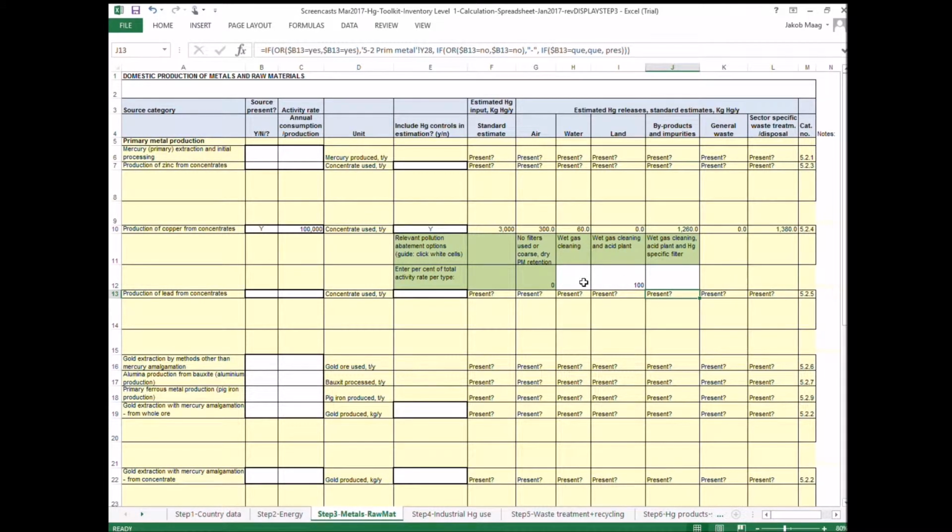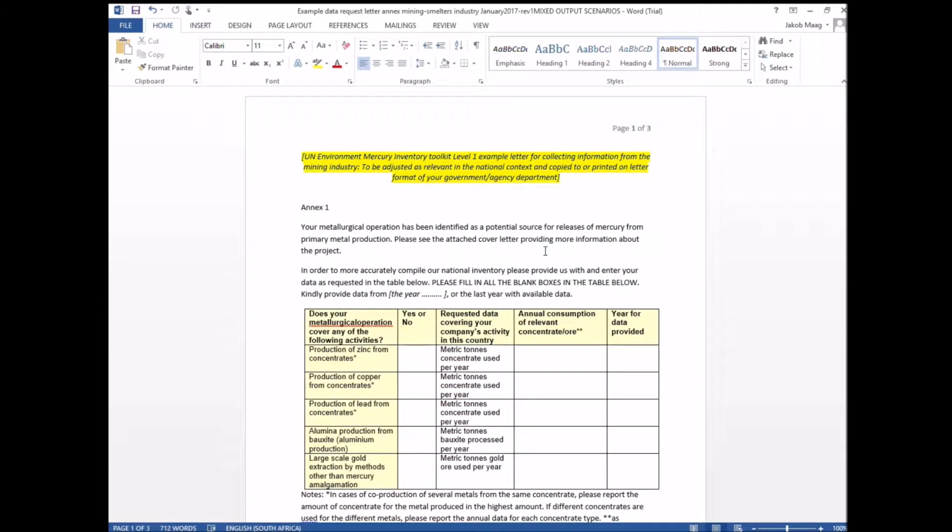Okay, so how to collect the data on the different filters present in the facilities in your country. For that purpose, let's take a look at the example letter for data collection from the mining sector, which is part of the toolkit. If you want to use controls, mercury controls, in your calculations in inventory level 1, you need to collect more data than otherwise.